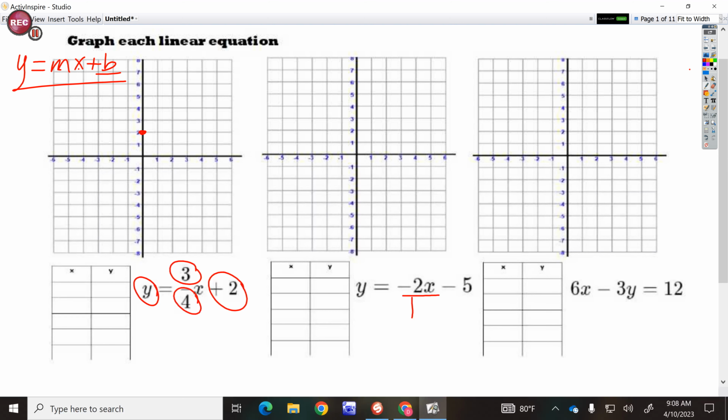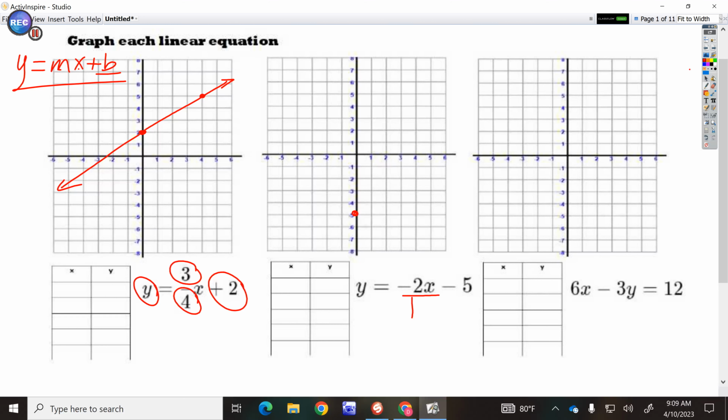See how everything's positive? It's up and right. If it's negative, it will be down and right. In this class, never go left. So up 3, right 4 from that original mark that we made. Once you have 2 dots, that's all you need to draw a line. So draw your line. So far, so good? Then the rest will be less explanation, more solving, just doing, because this is pretty simple.